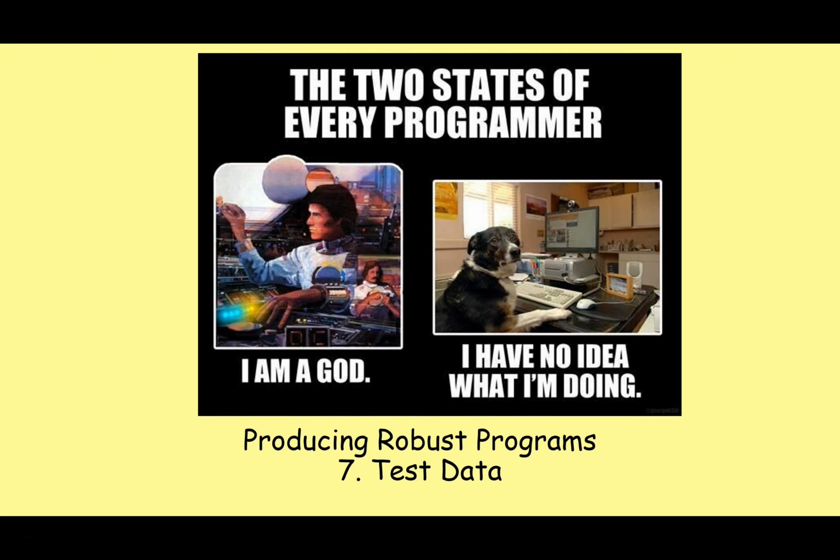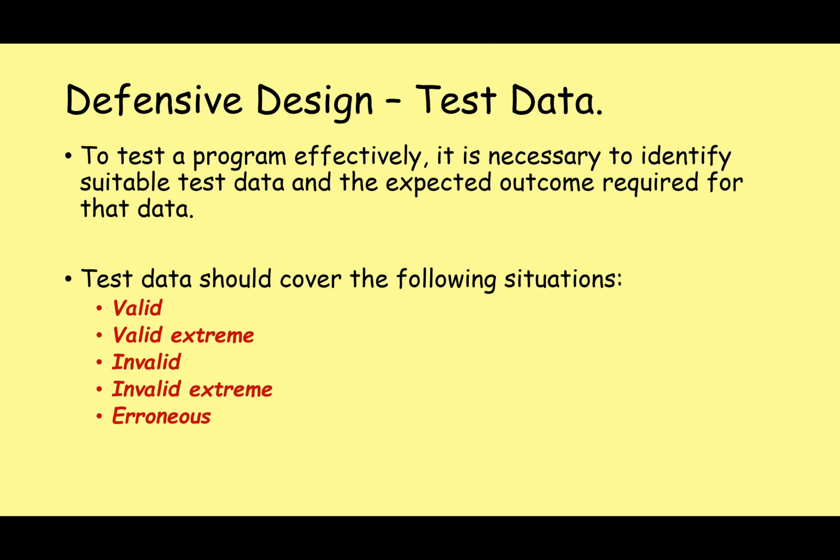Welcome to the very final video in my series on producing robust programs. Today we're going to be looking at test data. To test a program effectively, it is necessary to identify suitable test data and the expected outcomes required for that data. Test data should cover a variety of situations, and I've got a list here.